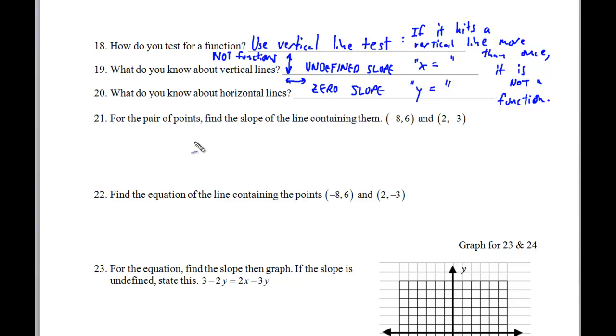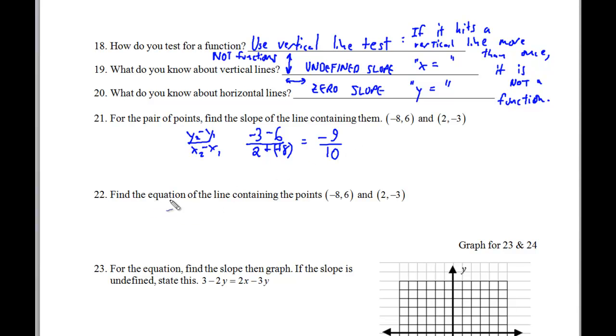All right, so for problem 21, it says for the pair of points, find the slope of the line containing them. So we're going to use our y minus y over x minus x. The subscripts in the book are 2, 1, 2, 1, but you can use any order you'd like to. I'm going to go with my negative 3 minus 6 over, so that's y2 minus y1, and then 2 minus negative 8. Now my numerator is negative 3 minus 6, which is negative 9, and the denominator is 2 minus negative 8, which is 2 plus 8, which is 10. And that is my simplified slope.